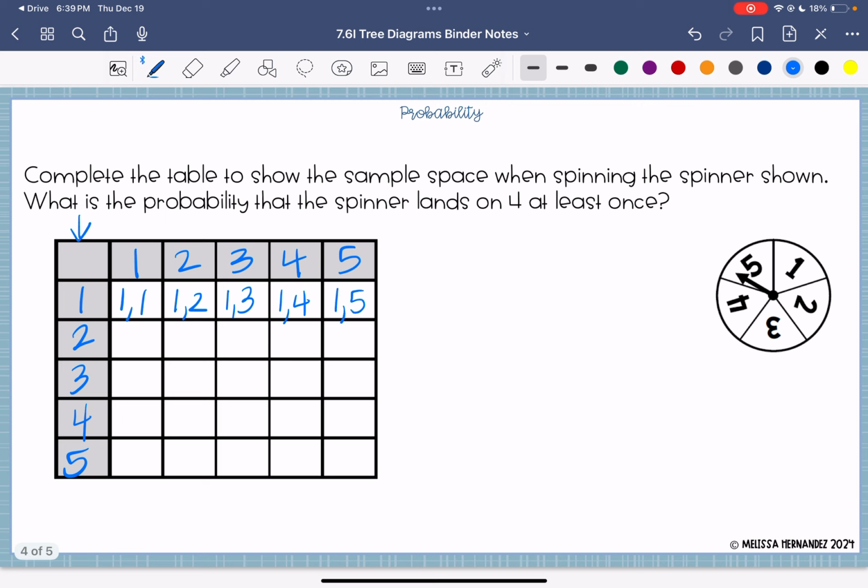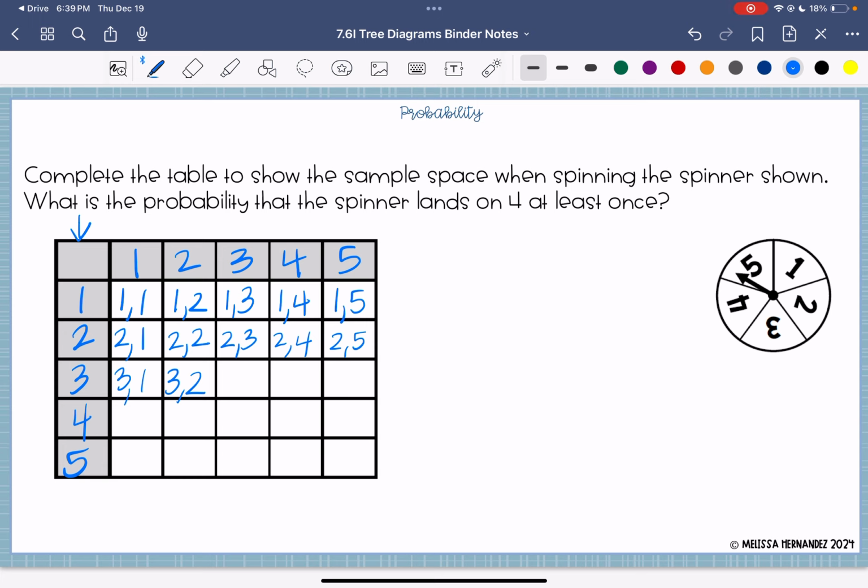So we'll repeat the same process. My first spin can be a 2, and my second spin could be a 1. First spin, land on 2. Second spin, land on 2. And hopefully I can just keep writing and it makes sense. All I'm doing is listing what I could possibly end up with. And there's no one that says you don't.